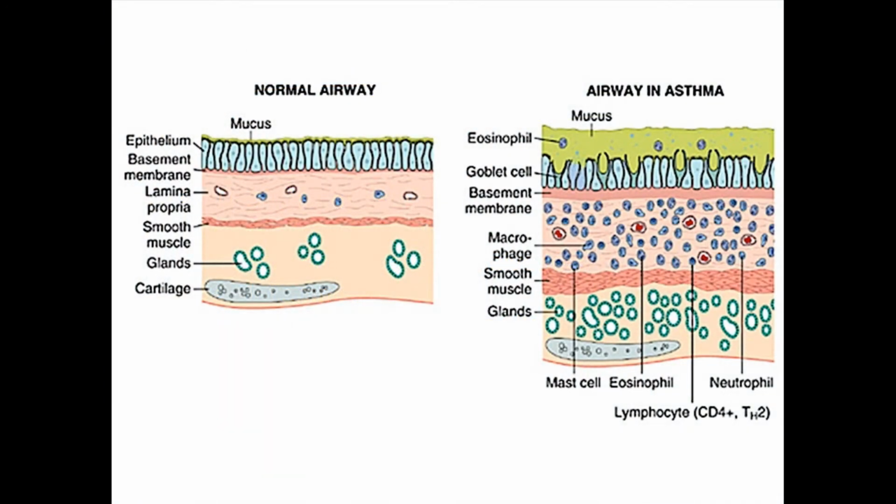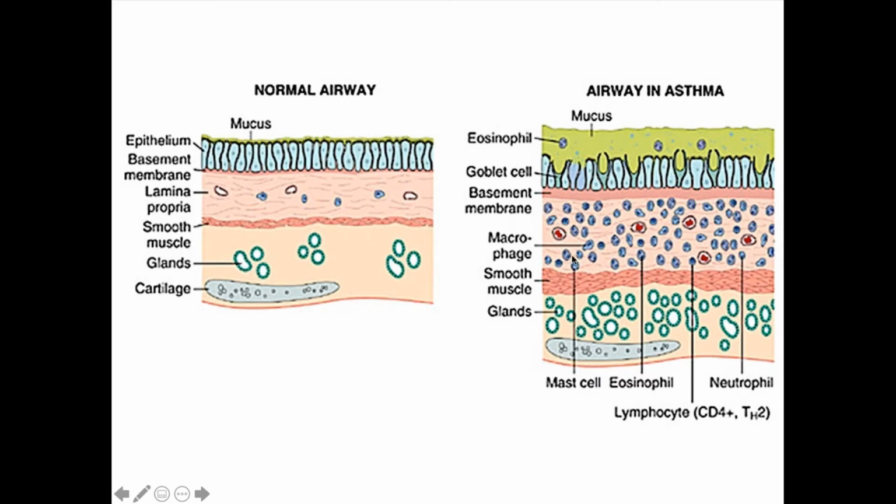If you look at the normal bronchioles, there is a very thin layer of mucus. Then here is the stratified columnar epithelium, and underneath that, the basement membrane. Then we have what's called the lamina propria. In the lamina propria, we have a few macrophages floating around, which is totally normal. And we also have a few goblet cells, which are totally normal, helping to make mucus.